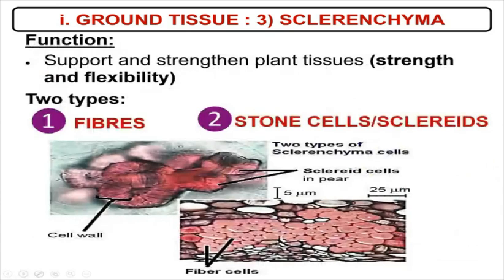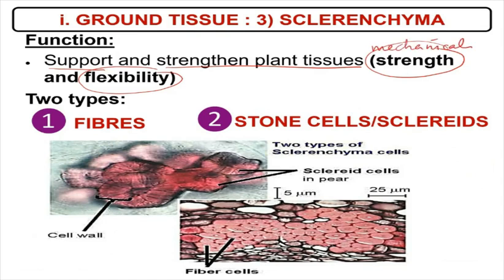The function of sclerenchyma is to give support and strengthen the plant tissues. Dia punya fungsi adalah for strength and flexibility. Mechanical strength. Flexibility masih lagi, contoh macam pokok buluh tu, sebab dia ada lagi cellulose, hemicellulose, pectin. Jadi dia masih flexible, cuma lebih kuat. There are two types of sclerenchyma, the fibers and the stone cell, or also known as sclerid.